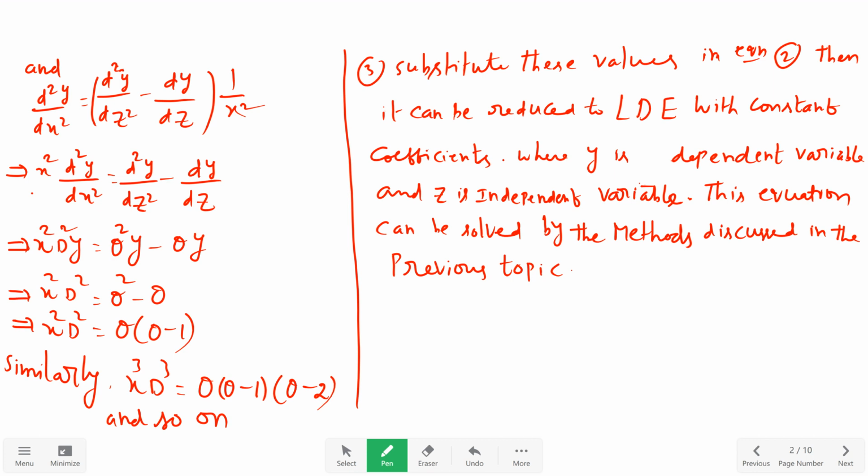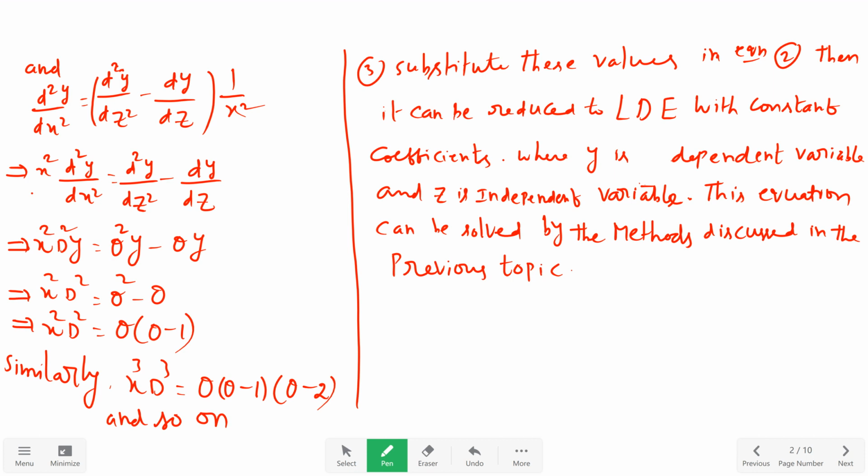Similarly, we can write the third order derivative, that is x cubed D cubed is equal to theta into theta minus 1 into theta minus 2, and so on. The remaining values also can be found by this process. Next, step 3: substitute these values, that means the x D value, x square D square value, x cubed D cubed value and so on, in equation 2. Then equation 2 can be reduced to a linear differential equation with constant coefficients.